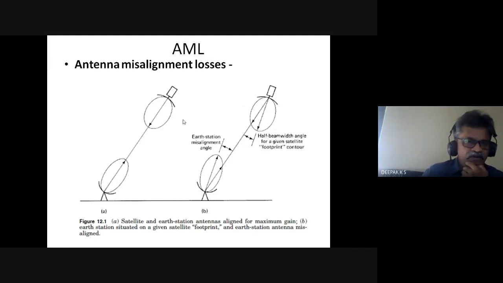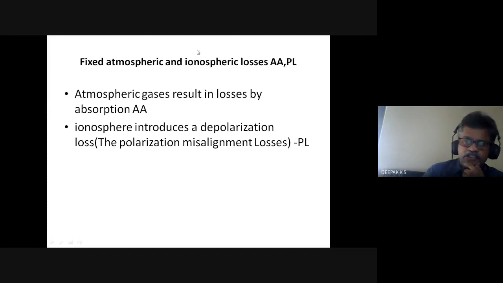Then we always assume both are looking at each other, Earth station and satellite, that they are aligned. So this misalignment of antenna can be accounted as a loss. That is antenna misalignment loss. In this figure A, the satellite and Earth station antennas are aligned for maximum gain. And in this B, the Earth station is situated on a given satellite pixel, and the Earth station antenna is misaligned. This is taken as a loss.